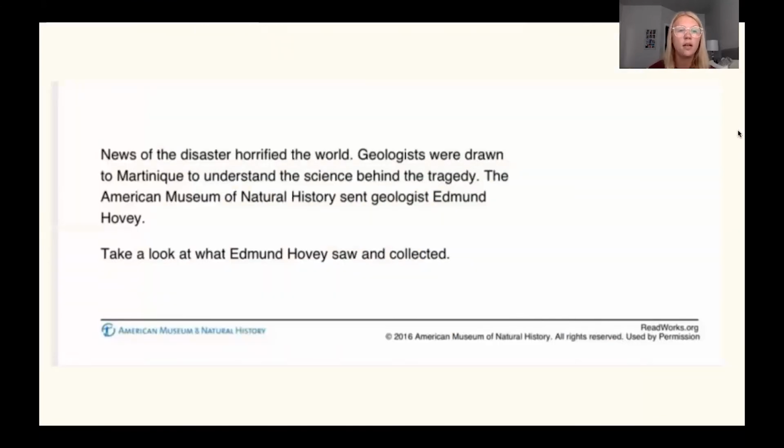Our last bit of the article says, news of the disaster horrified the world. Geologists were drawn to Martinique to understand the science behind the tragedy. The American Museum of Natural History sent geologist Edmund Hovey. Take a look at what Edmund Hovey saw and collected.